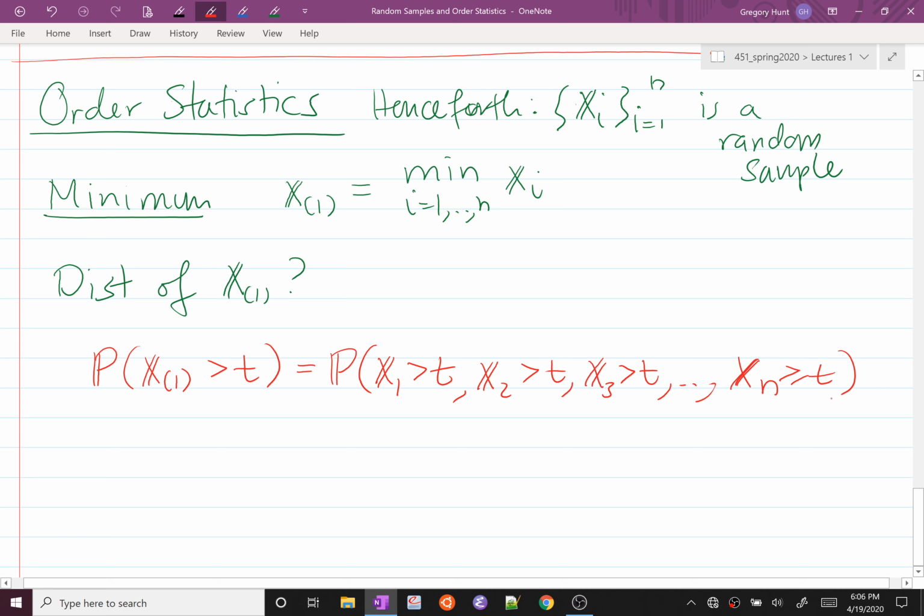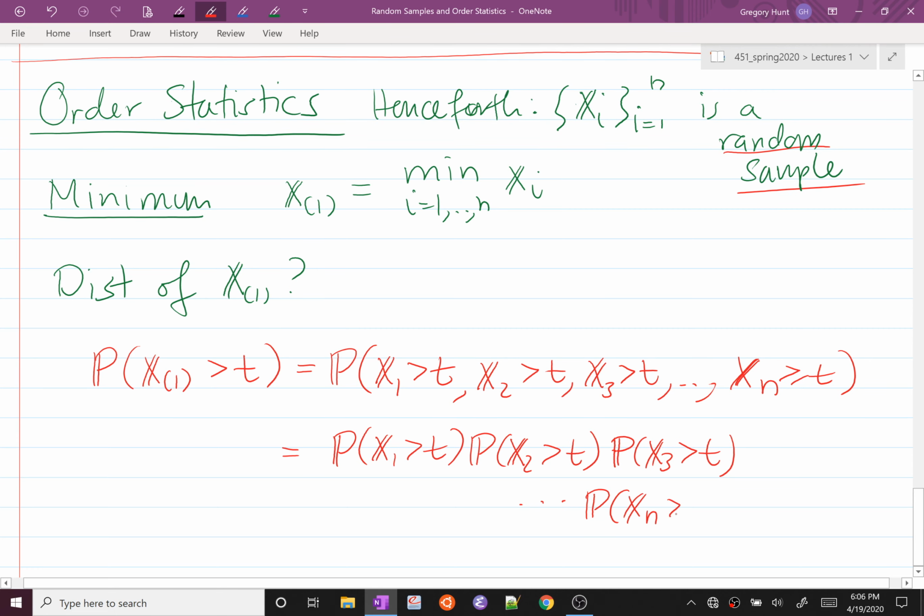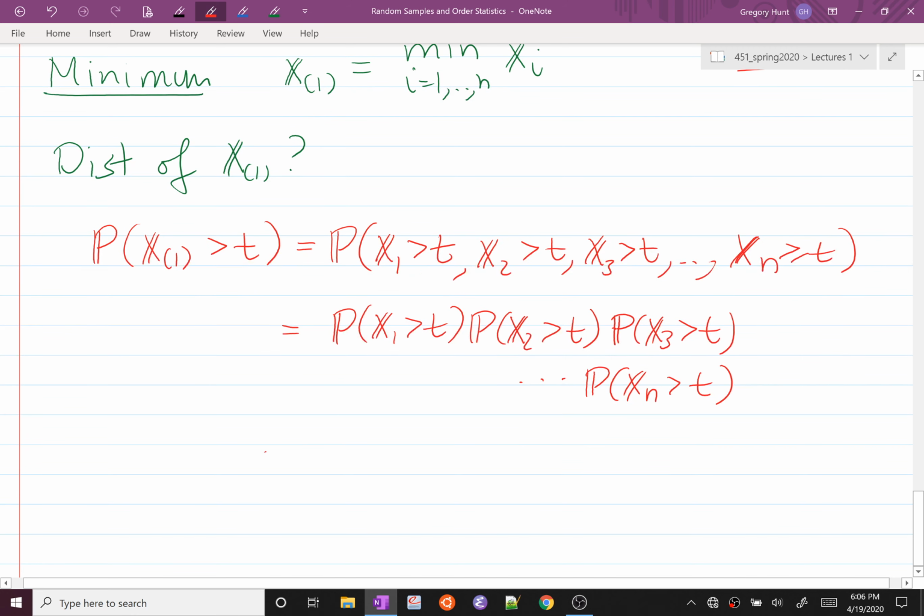Now we can use the fact that these x of i are a random sample, and so they're independent. And so I can distribute my probability. It's the same thing as saying what's the probability x1 is bigger than t, times the probability that x2 is bigger than t, times the probability that x3 is bigger than t, dot dot dot, times the probability that xn is bigger than t. More succinctly, we could write this as the product, i goes 1 to n, of the probability that x of i is bigger than t.